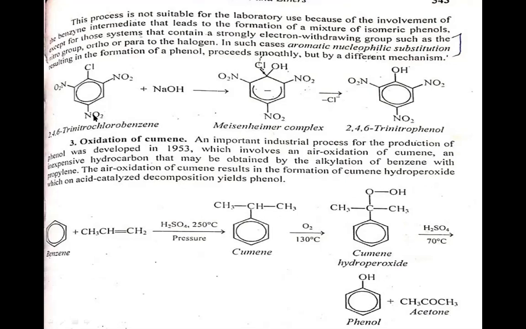So the method was preparation of phenol by the oxidation of cumene. What is cumene? Cumene is isopropyl benzene, and cumene can be prepared from benzene by its reaction with propene in the presence of sulfuric acid at 250 centigrade, and this cumene on air oxidation at 130 centigrade is converted into cumene hydroperoxide, and cumene hydroperoxide on treatment with sulfuric acid at 70 degree centigrade is converted into phenol and acetone.